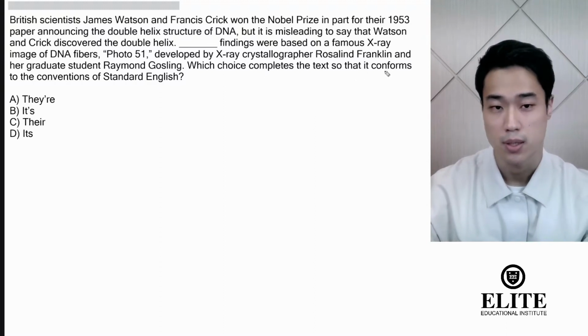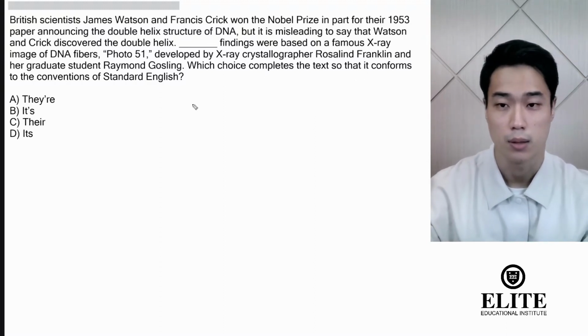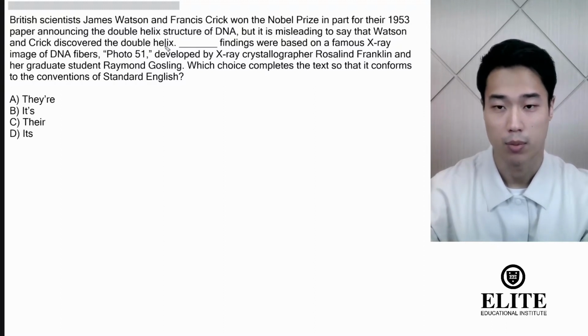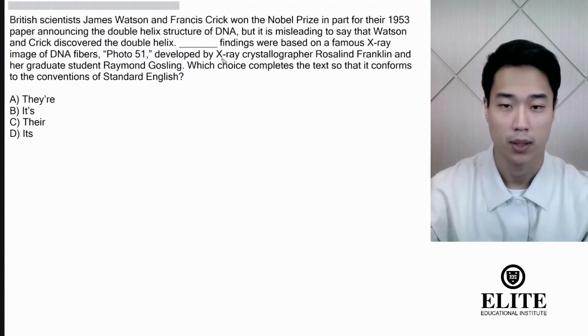Which choice completes the text so it conforms to the conventions of standard English? British scientists James Watson and Francis Crick won the Nobel Prize in part for their 1953 paper announcing the double helix structure of DNA. But it is misleading to say that Watson and Crick discovered the double helix. Great. Blank findings were based on a famous X-ray image of DNA fibers, Photo 51, developed by X-ray crystallographer Rosalind Franklin and her graduate student Raymond Gosling.